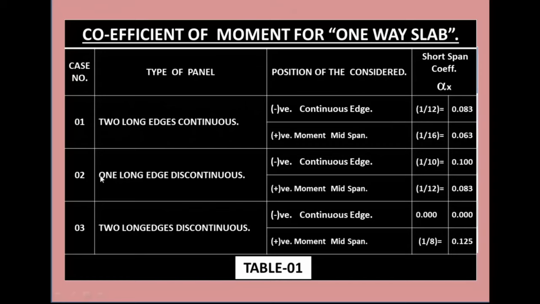Case number 2, 1 long edge discontinuous. Hogging moment on continuous edge 1/10. Sagging moment at midspan 1/12. Case number 3, 2 long edges discontinuous. No hogging moment, only sagging moment at the midspan 1/8.